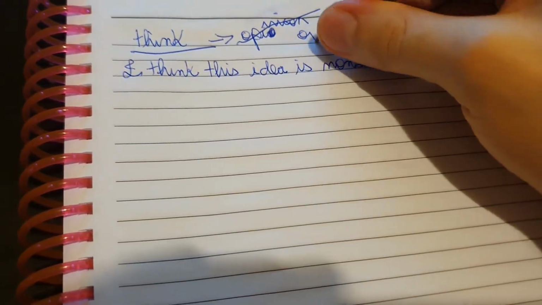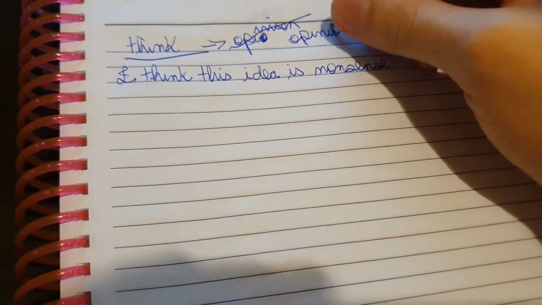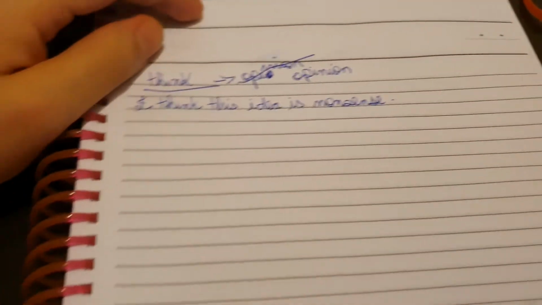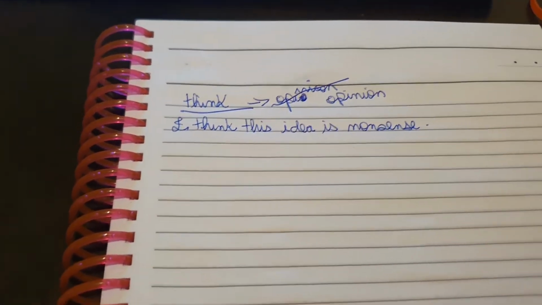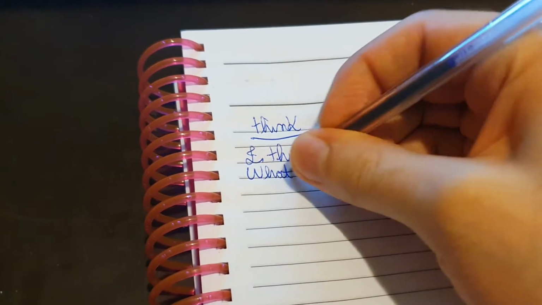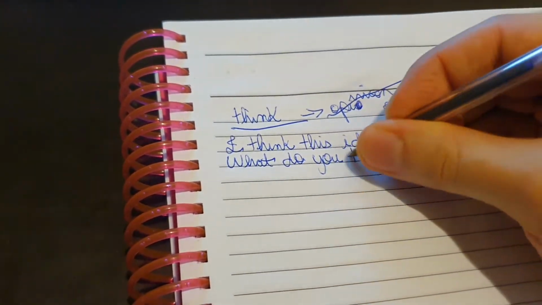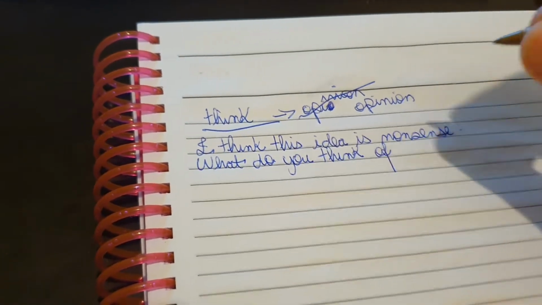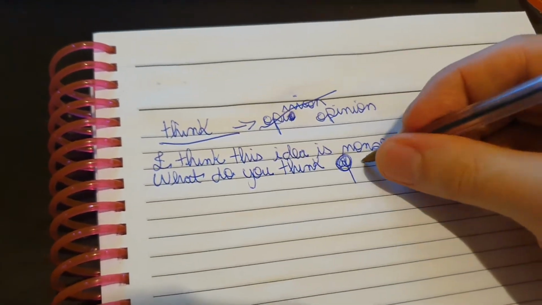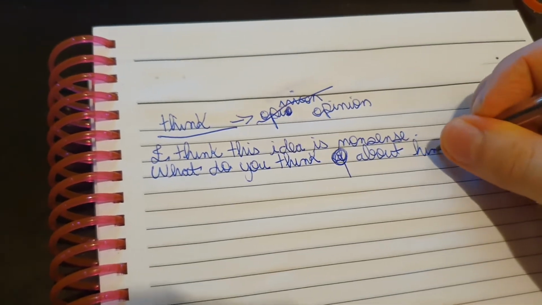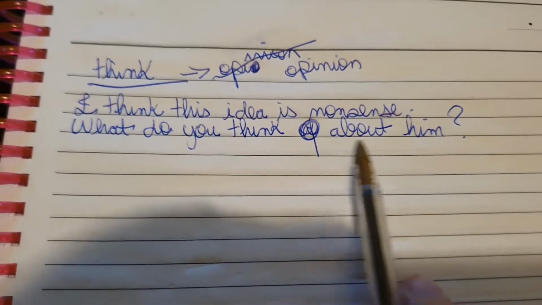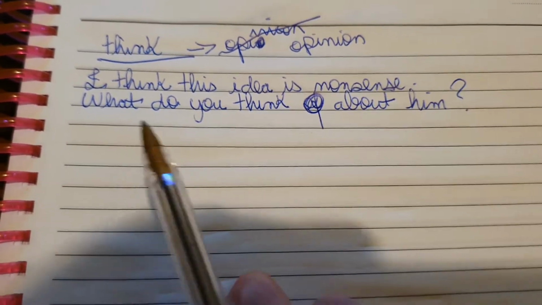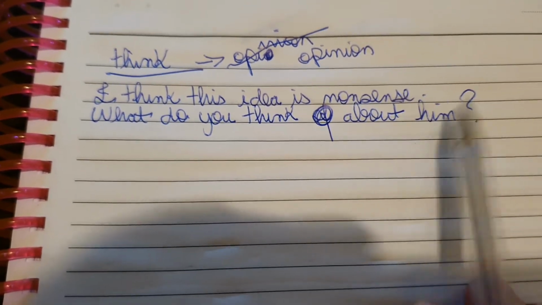Oh my God, my spelling is terrible. When you have an opinion about something: I think this idea is nonsense. I think this idea is terrible. What do you think about him? It means, what's your opinion about him, right? I want to know what your opinion is about something.